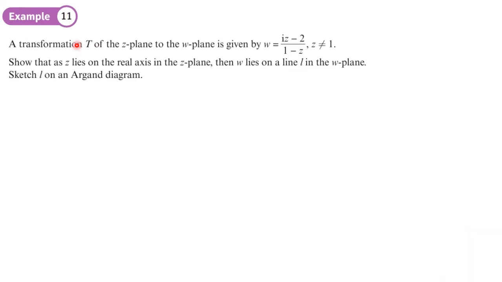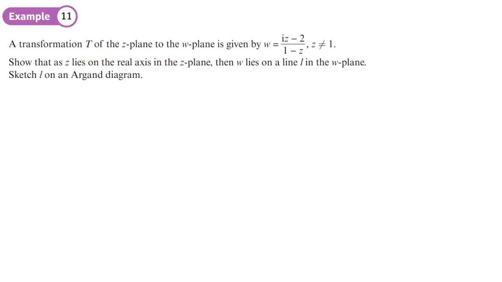Okay, so we've got a transformation T of the Z plane to the W plane is given by this, another Mobius transformation. Show that as Z lies on the real axis in the Z plane, then W lies on a line L in the W plane. Sketch L on an Argand diagram. Now in this one, it doesn't give us the equation. It doesn't give us like z is a circle or anything like that. It just says it lies on the real axis.